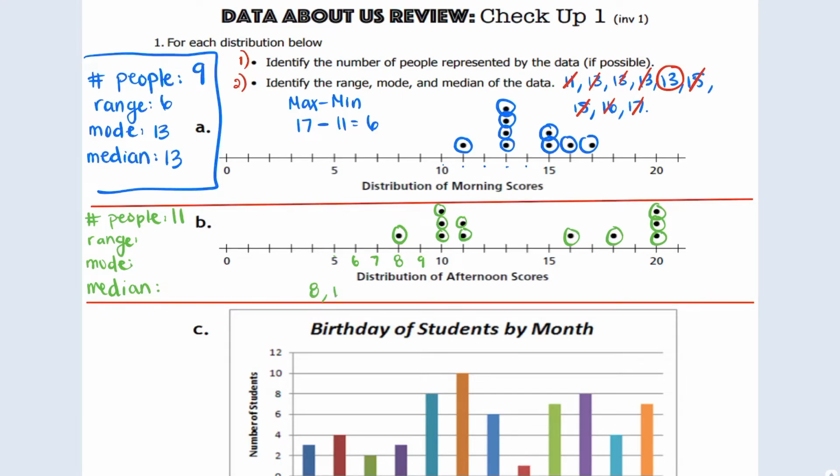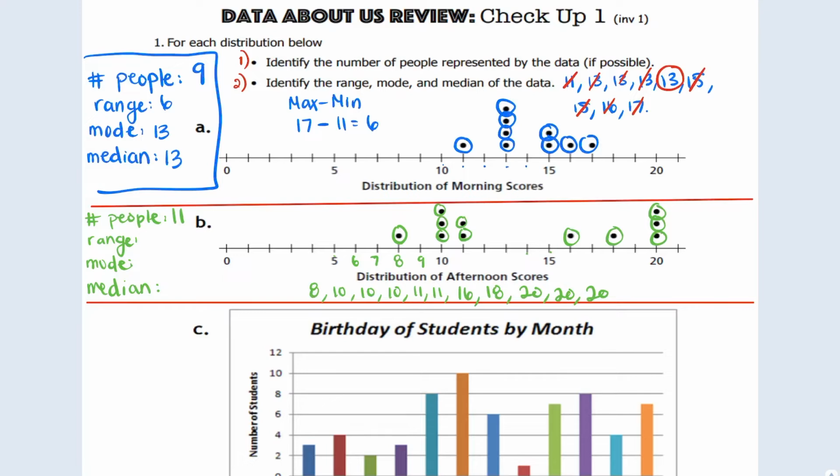I have 3 10s, so I'm going to write 3 10s, 2 and 3. I have 2 11s, 1 and 2. No 12s, 13s, 14s, or 15s. I have 1 16, no 17, 1 18, no 19s, and then 3 20s.